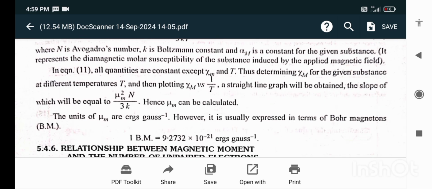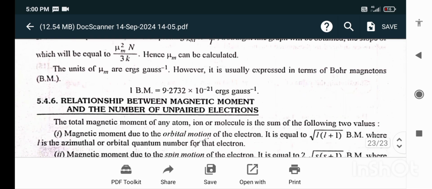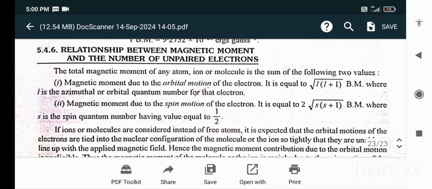In equation 11, all the quantities are constant except susceptibility χm and T. Thus, determine the susceptibility for the given substance at different temperatures T, and then plot susceptibility versus temperature. A straight line graph will be obtained, the slope of which will be equal to μm² N / 3k, from which μm can be calculated.